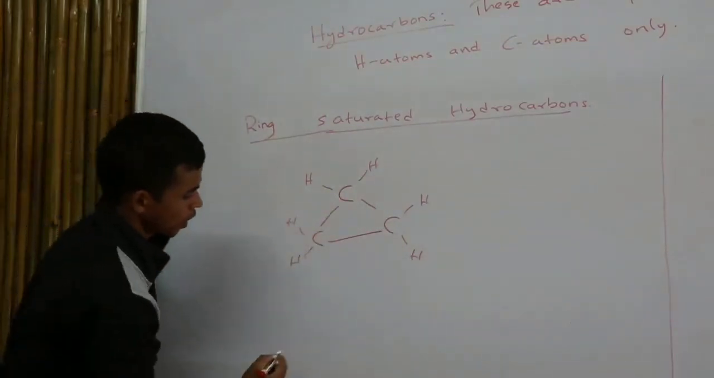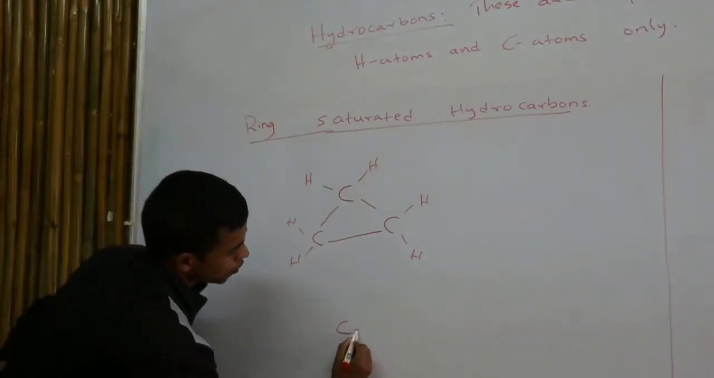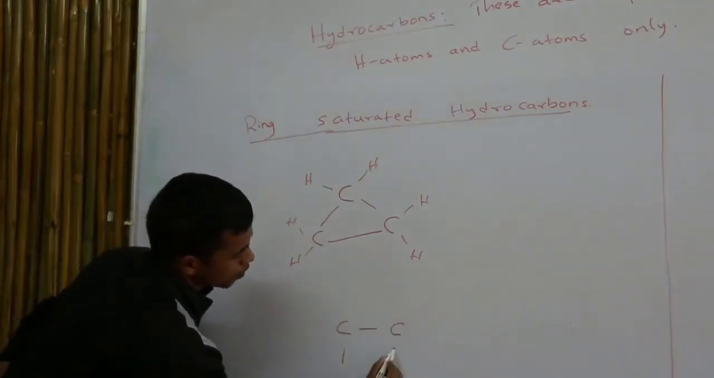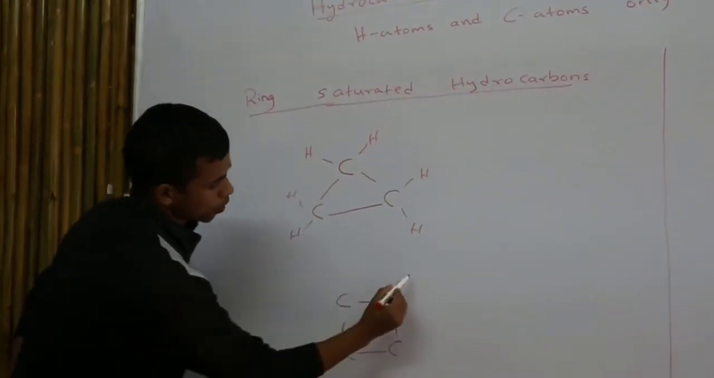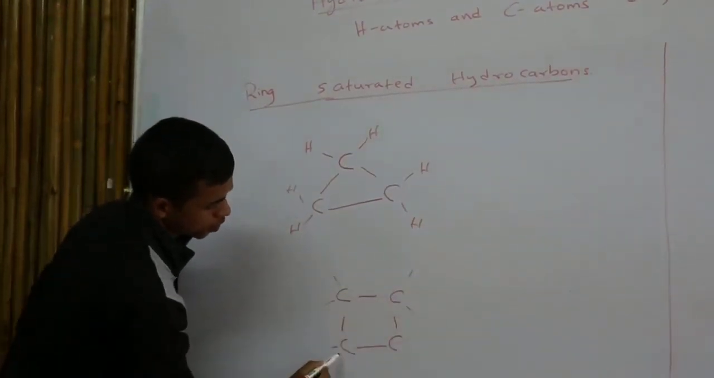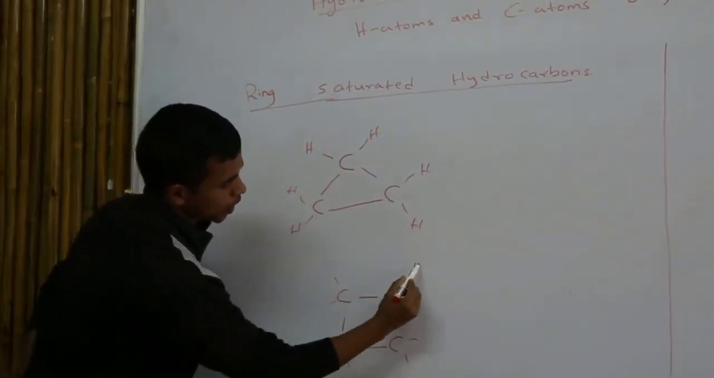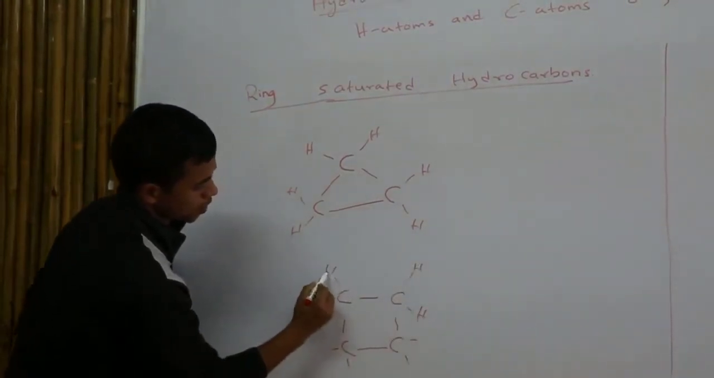If we look at another example, we can also have a case where we have 4 carbon atoms linked together with single covalent bonds, and the other valencies are satisfied with hydrogen atoms, like this.